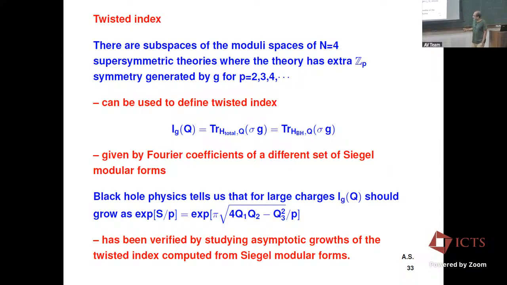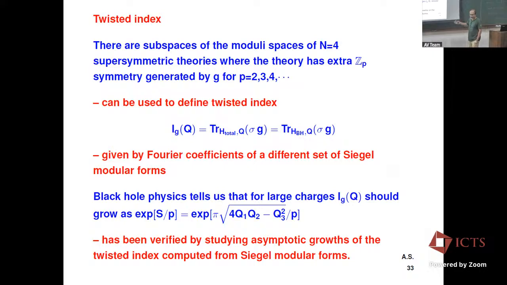And the physics from the black hole side tells us that for large charges, this index should grow as exponential of S over P. S is the original entropy divided by P. P is the order of the group. So it should go as exponential pi squared of 4q1 q2 minus q3 squared by P. And this also has been verified by studying the asymptotic growths of the twisted index computed from Siegel modular forms.